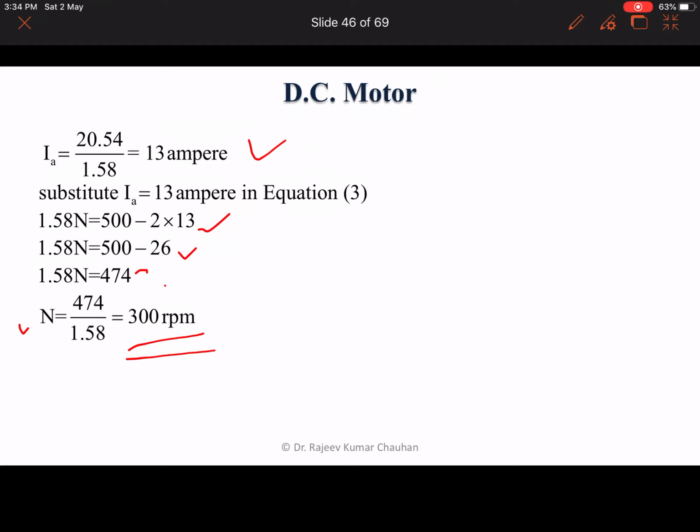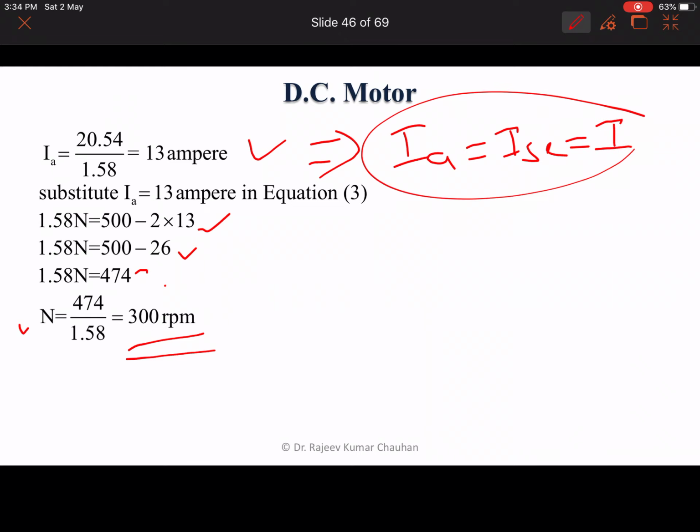While the armature current of the motor, or the motor current, because the armature current is equal to the motor current. For the series motor we know Ia is equal to Ise is equal to I. So the motor will take 13 ampere and the speed of the motor is 300 RPM.